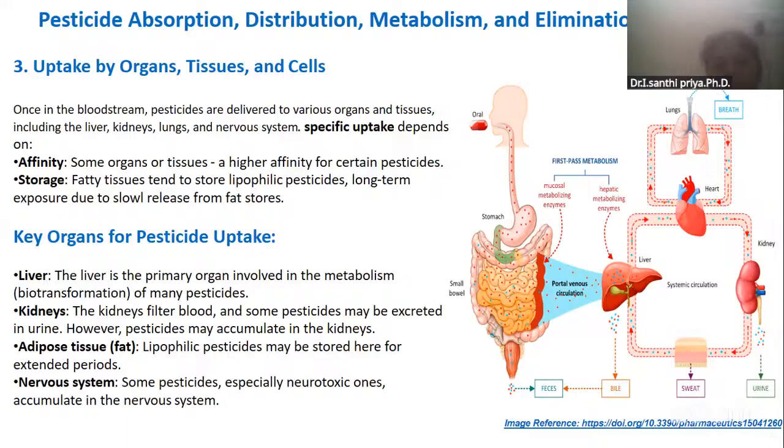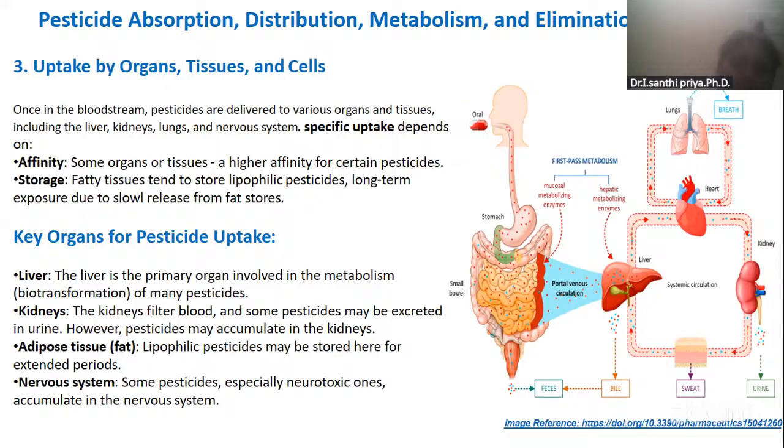And coming to storage, fatty tissues tend to store lipophilic pesticides. Lipophilic means they are fat-soluble pesticides. So they have the tendency to stay for longer durations in your body if they are fat soluble, and they will not be easily excreted through sweat, urine, or feces.